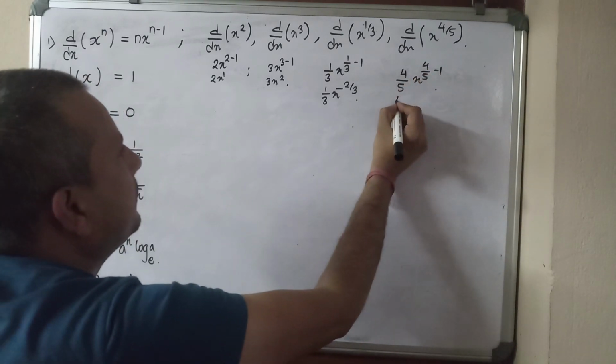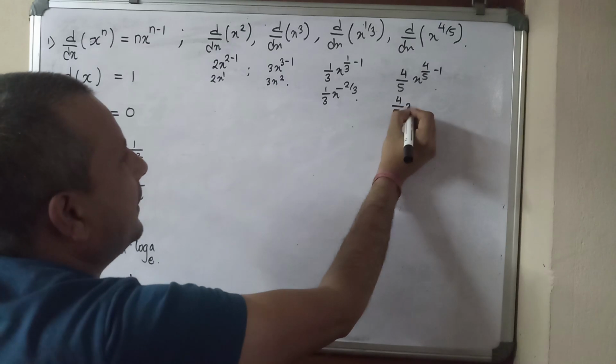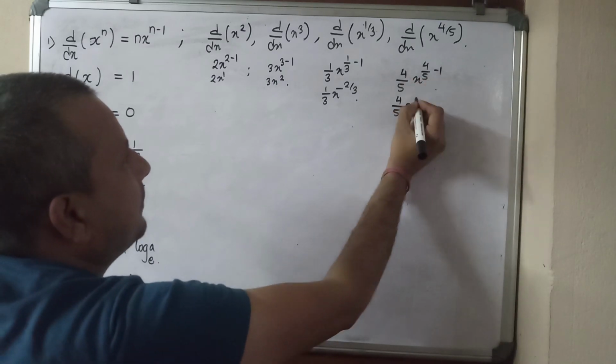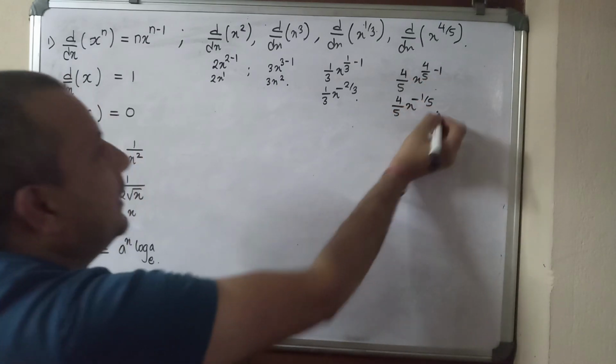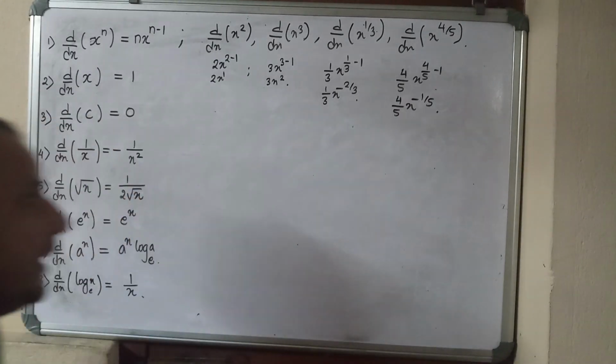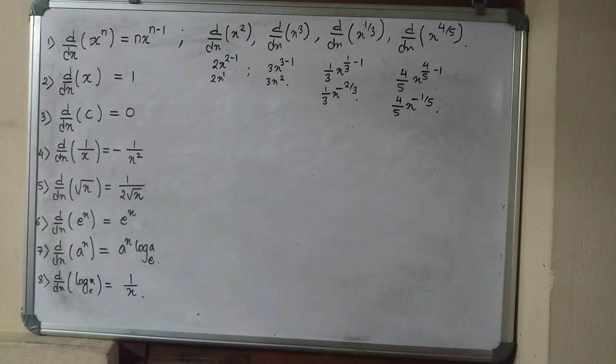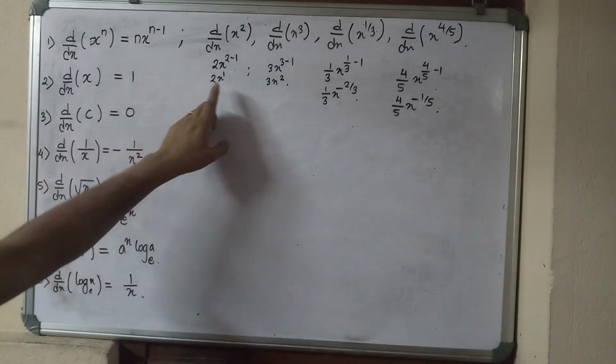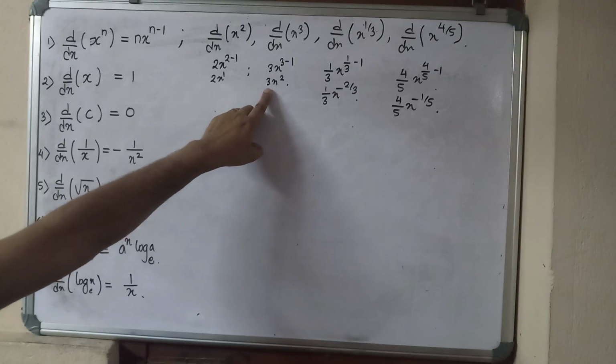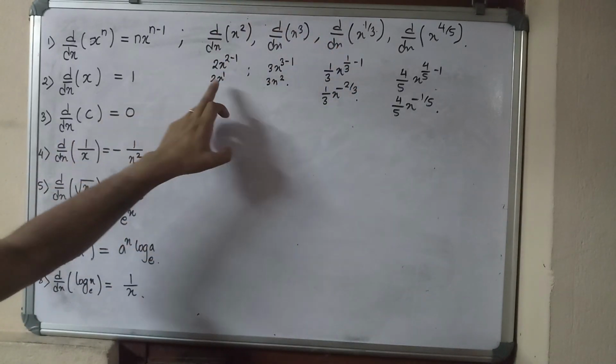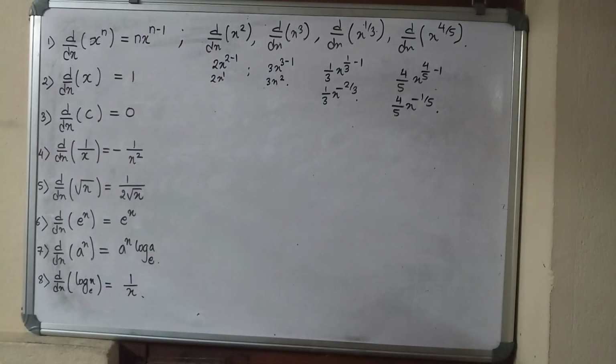In a power function also, you have to subtract 1. If you take 5 as LCM, it will be 4 minus 5, which is minus 1 by 5. These are the applications of variable to the power constant. This way we can differentiate. Or if you know the formula perfectly, you can write these directly. No need to do all the steps, but you have to be perfect in the formulas.